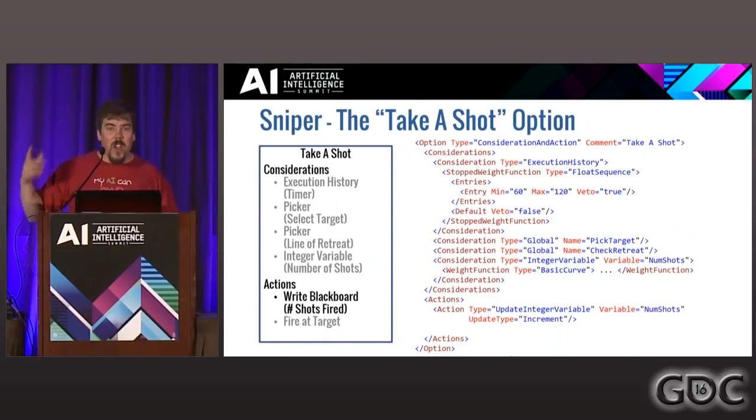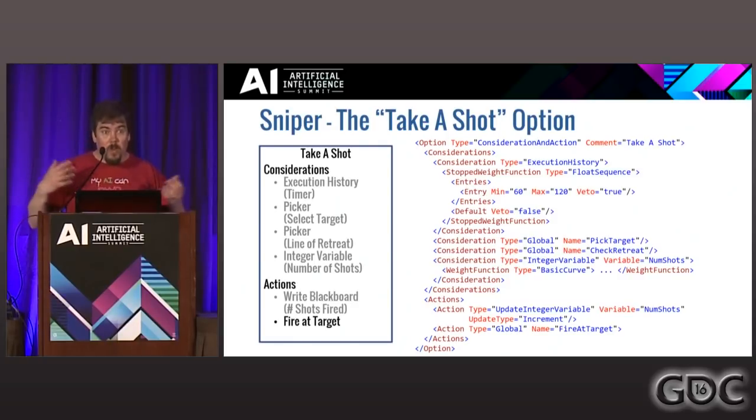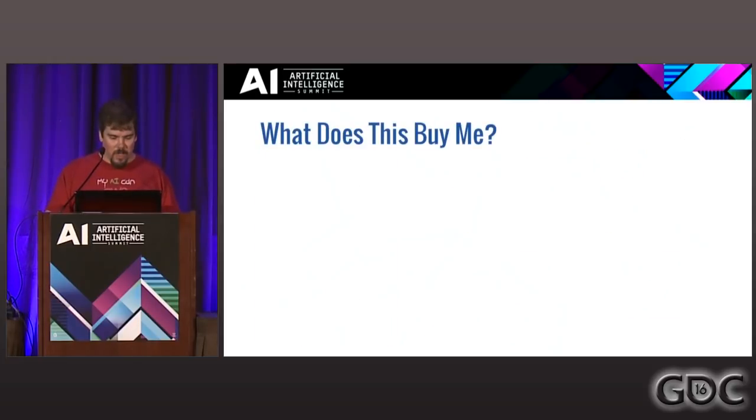So this is how we keep track of how many shots we fired each time this option gets selected. This action increments the number of shots that have been fired. And I also have a global action because other people might want to do the same thing that's going to fire at the target that we wrote to the blackboard. And that probably has some more logic inside of it that handles going through whatever sequence of fire actions, making sure I'm in the right animation and that sort of thing.